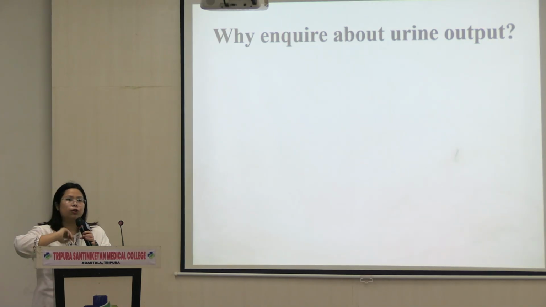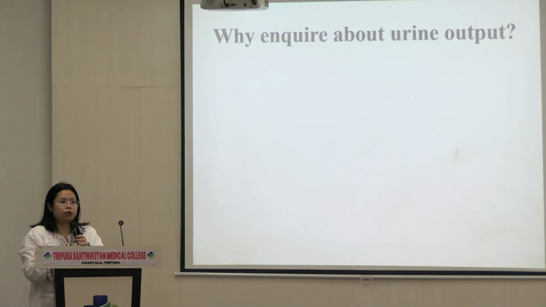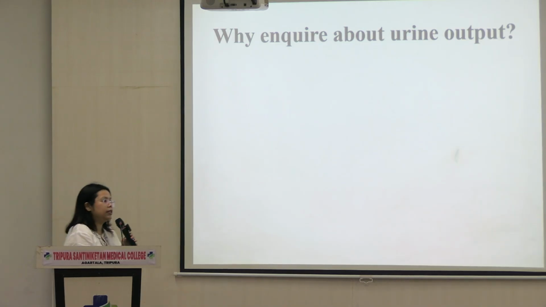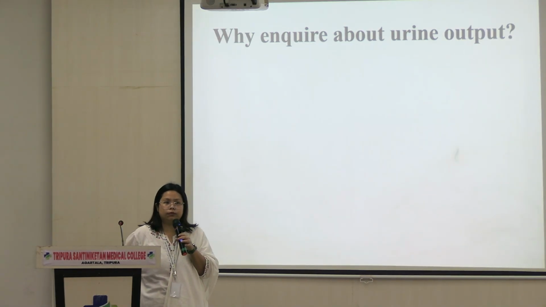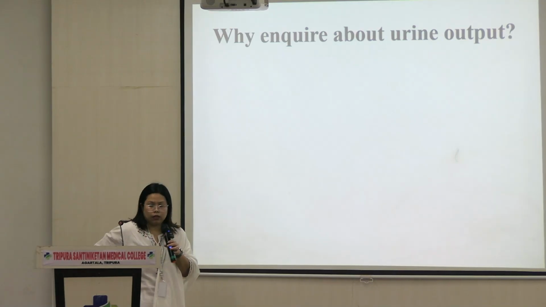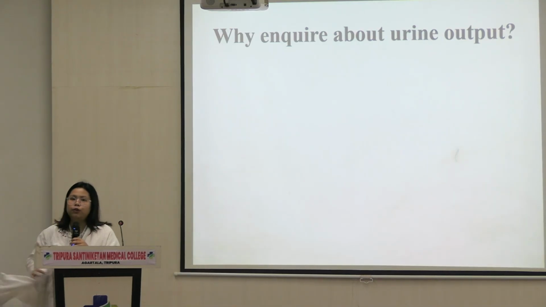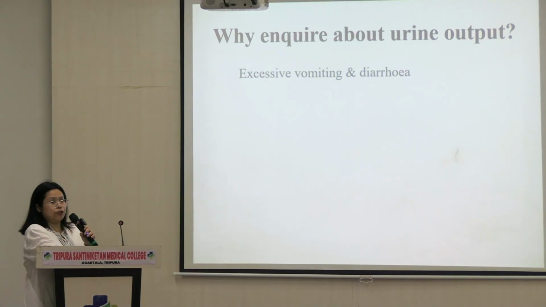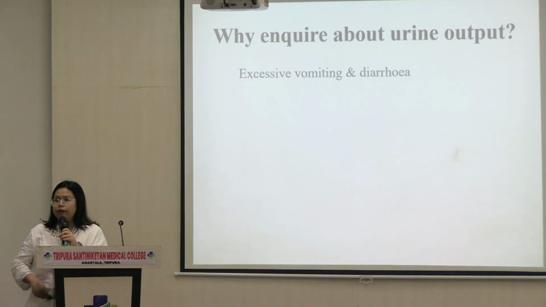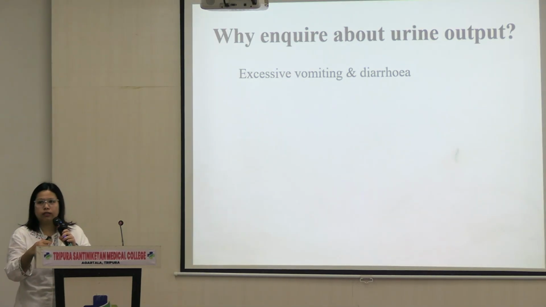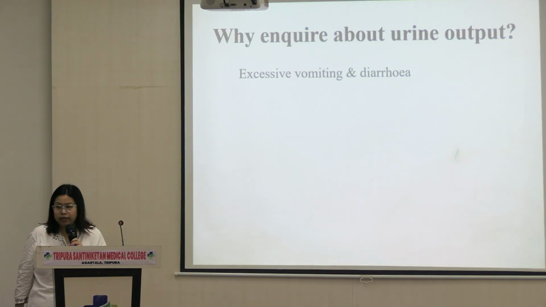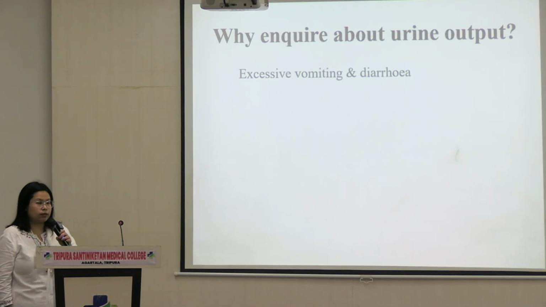So why was the urine output asked at all? Urine output means how much urine was passed in a day by the child, by the patient. So why do we inquire about urine output? Anybody? Because you see, this patient had vomiting and dehydration, right? The patient is having diarrhea. The mother said 8 to 10 times a day. That's a huge number for a child, and for the last 3 days.